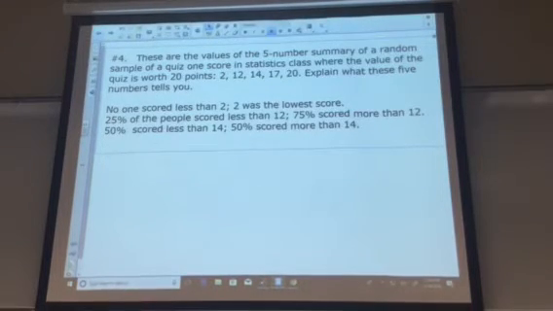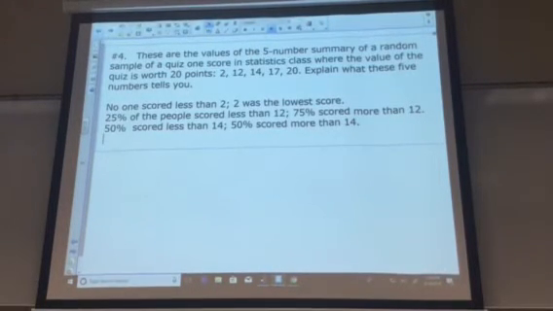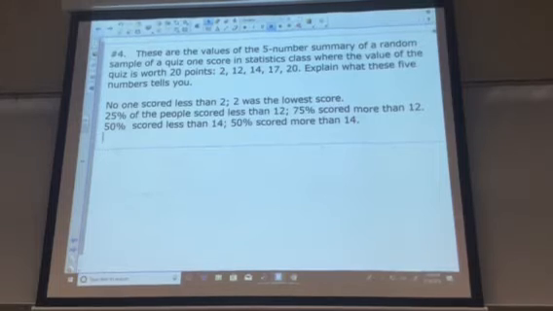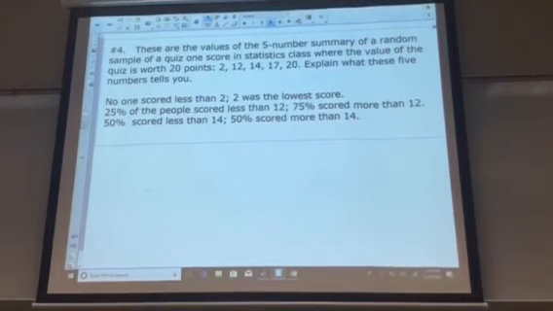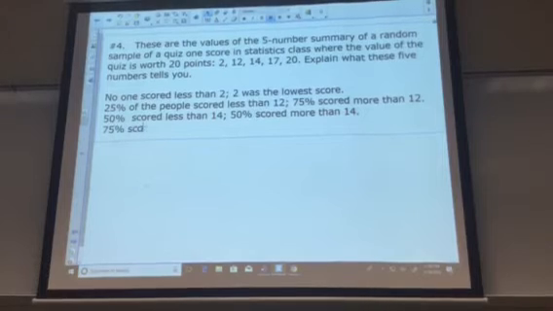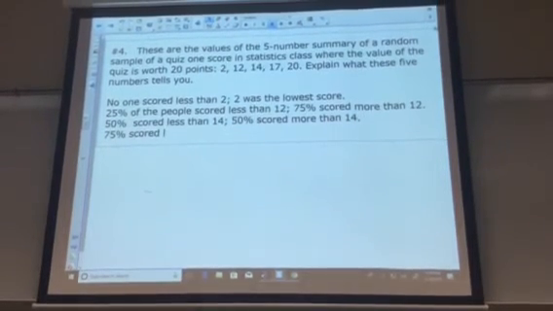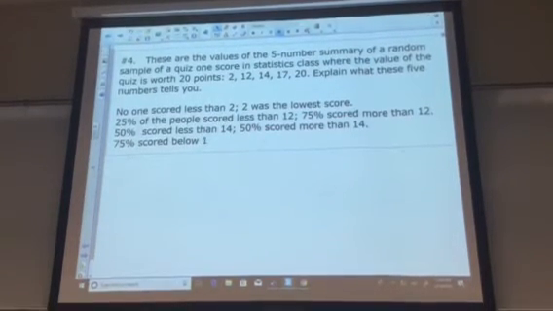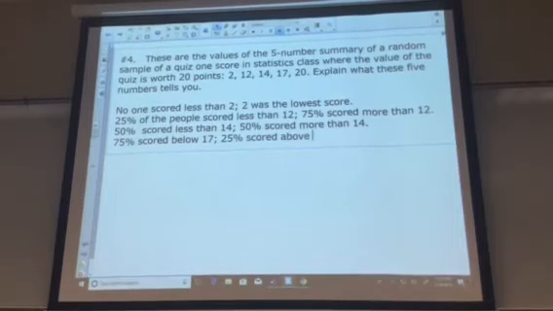What's the next value tell you? Okay, so 17 breaks up that 100% into 2 sections. One of the sections is a 25, one's a 75. So you might start with the 25 or you might start with the 75. 75% scored below 17, and that means that 25% scored above 17.